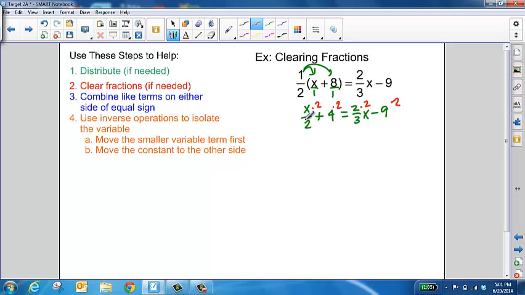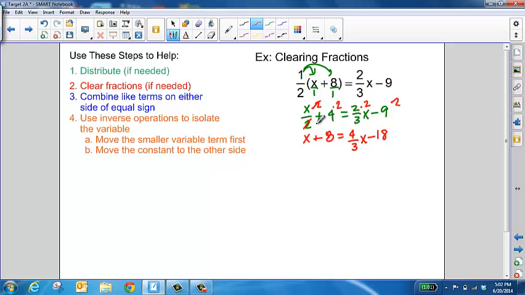So x times 2 over 2 is going to leave us with just x, because the 2 divided by 2 is going to divide out to 1. So we basically have 1x, or just x, plus 8 equals 2 times 2 is 4, so we're going to have 4 over 3x, and then minus 18. But as you can see, we still have another denominator because we have an additional fraction.